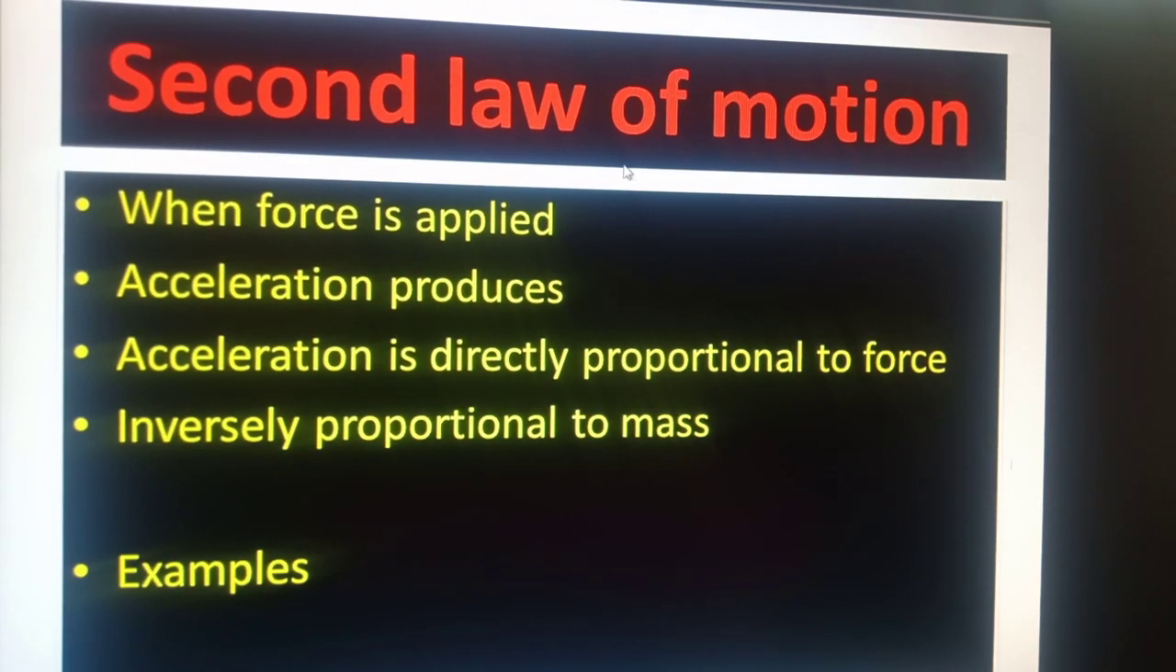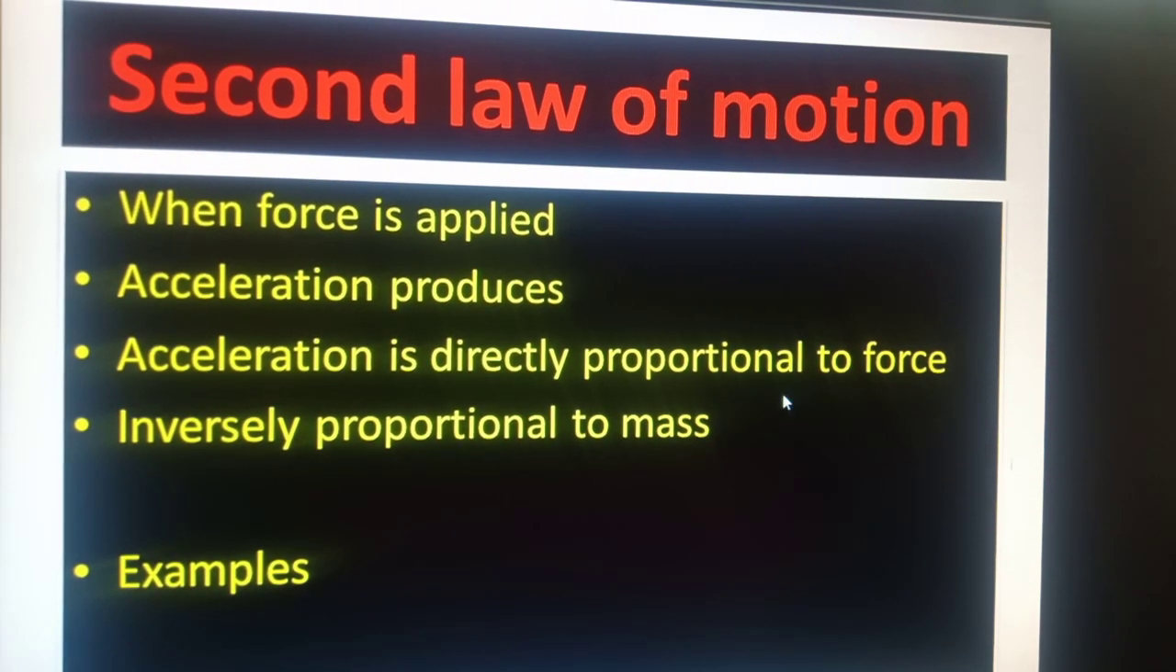Now, second law. The first law says that if there is no force, there will be no change in the state of the body. A body at rest will remain at rest, and a body in motion will continue its motion in a straight line. Now, according to the second law, if there is a force, what happens?